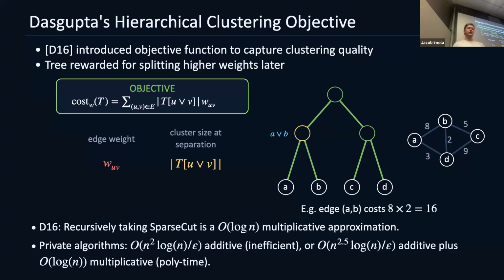In the first paper, Dasgupta showed that if you just recursively do a sparse cut, or an approximation of it, which makes a lot of sense, that's a log n multiplicative approximation to this cost function. And then some private algorithms, which I showed in the table earlier: O of n squared log n over epsilon additive error if you allow yourself an inefficient algorithm, or n to the 2.5 log n over epsilon additive plus a log n multiplicative error if you want polynomial time.